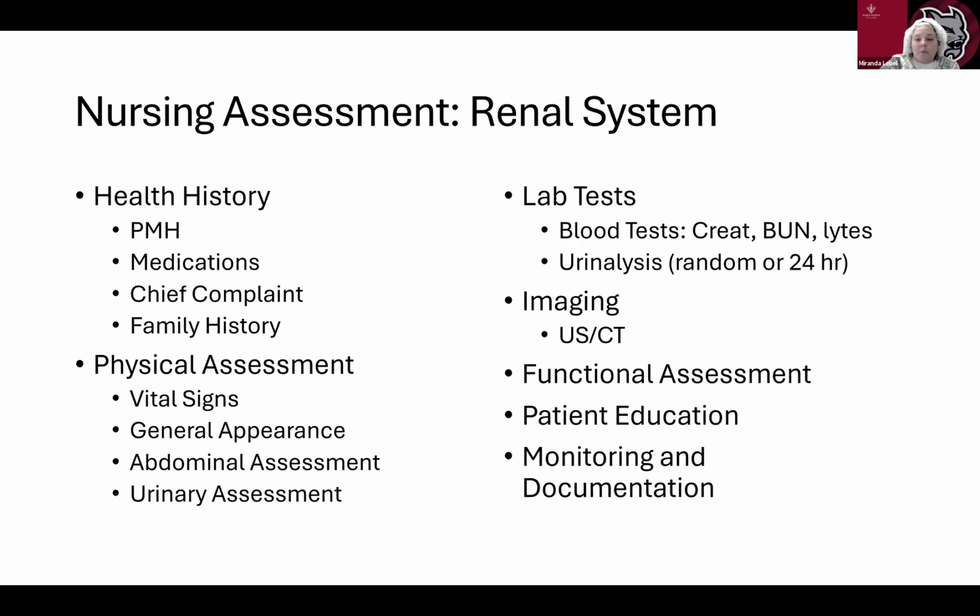Then we'll look at some lab tests. We're going to get a creat level. Elevated levels indicate impaired renal function. We'll get a BUN, which provides information on kidney function and hydration status. And then we'll monitor electrolytes such as sodium, potassium, calcium, and phosphate. Then we'll get that urinalysis like we've talked about and assess for protein, glucose, ketones, blood, specific gravity. And then we'll do a microscopic evaluation to reveal cells, crystals, or casts.